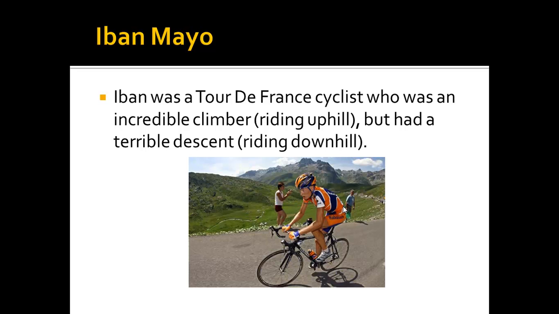The example I like to use is Ibn Mayo. He's a Tour de France cyclist who was really good at riding uphill, but he was really terrible at riding downhill. He just wasn't very brave when it came to going the speeds that those guys go downhill, but every time there was an uphill stage in the Tour, he tended to do very well.